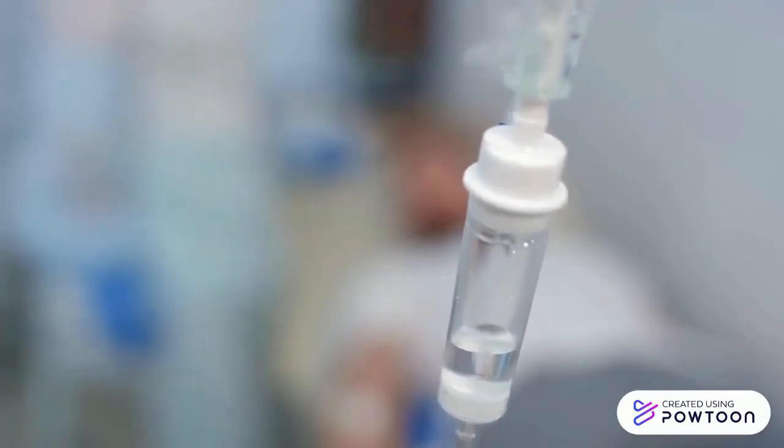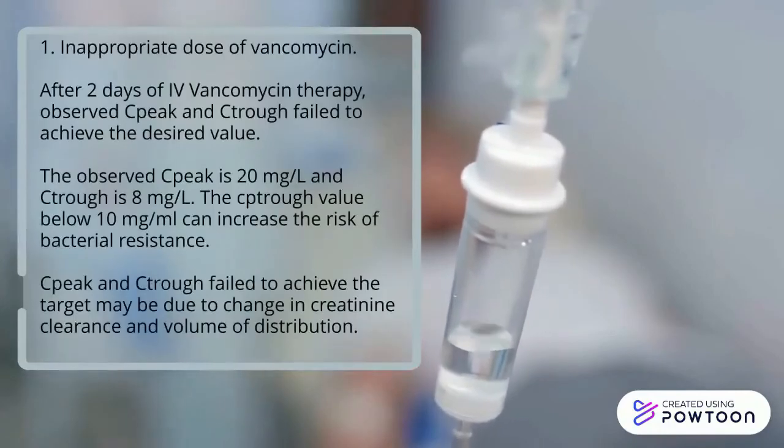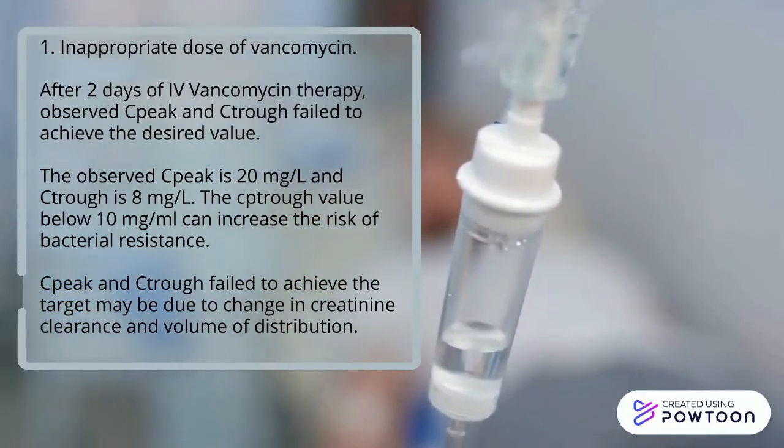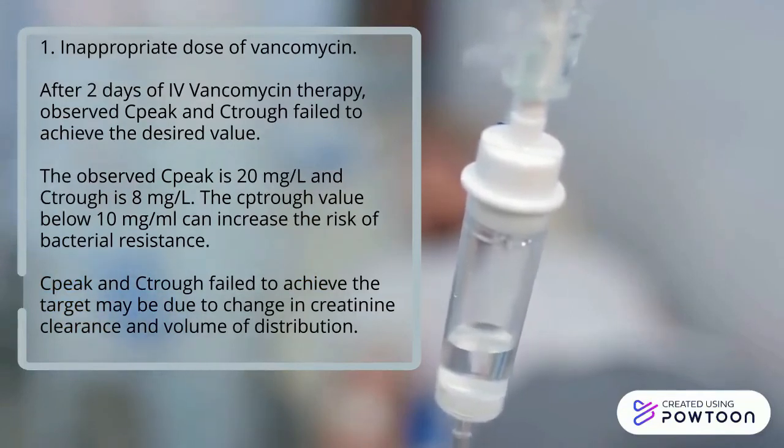The next drug-related problem is the inappropriate dose of vancomycin. After 2 days of IV vancomycin, the observed C-peak and C-trough failed to achieve the desired value. The observed C-peak is 20 mg per liter and C-trough is 8 mg per liter. The C-trough value below 10 mg per liter can increase the risk of bacterial resistance. C-peak and C-trough failing to achieve the target may be due to change in creatinine clearance and volume of distribution.